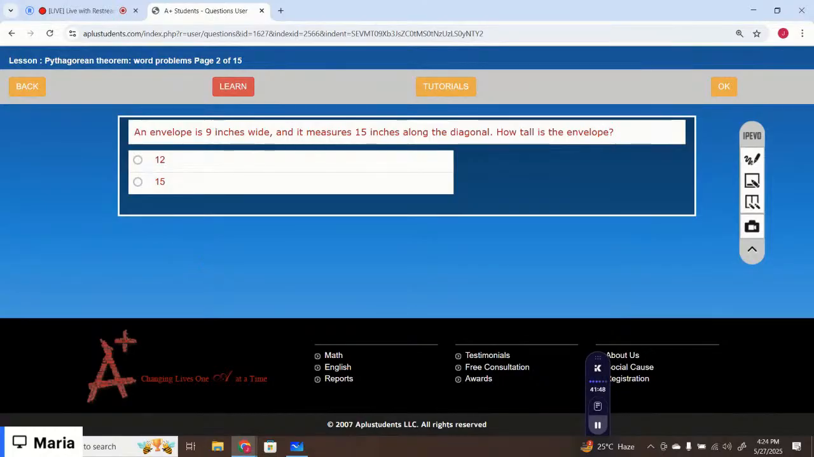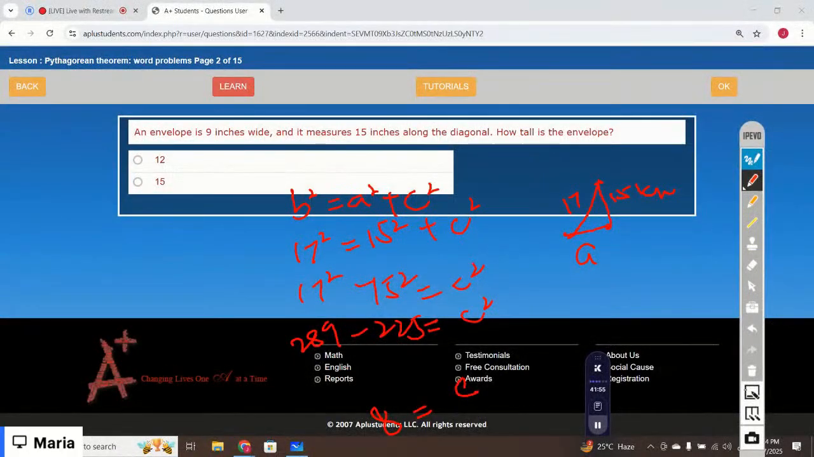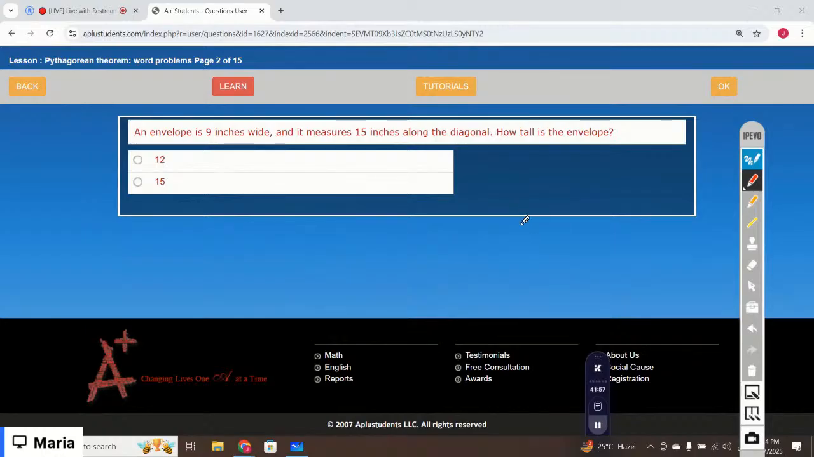The well is 9 inches wide and it measures 15 inches along the diagonal. How tall is the well? We need to find this, right?